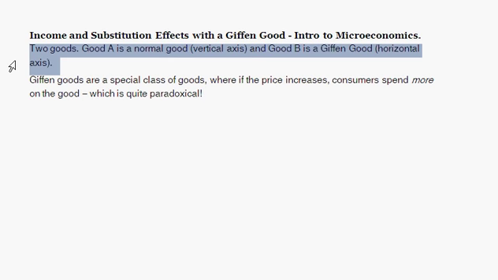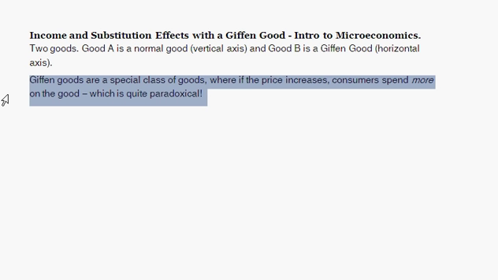Giffen goods are similar to inferior goods, but they're this really paradoxical case where if the price of this good increases, then we expect to spend more on that good. Conversely, if the price of this good decreases, we expect to spend less on this good. So let me show you what that looks like in the two-good economy with an individual maximizing utility, finding the optimal consumption bundle over two goods.